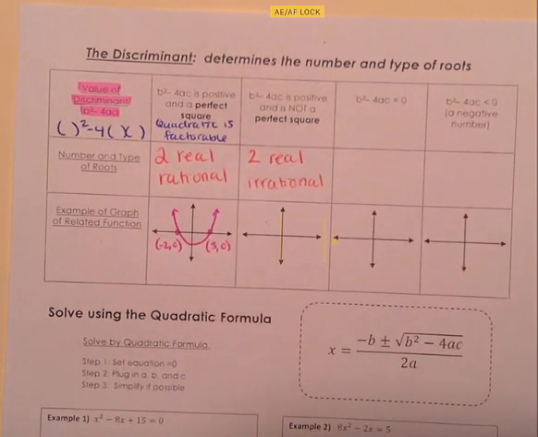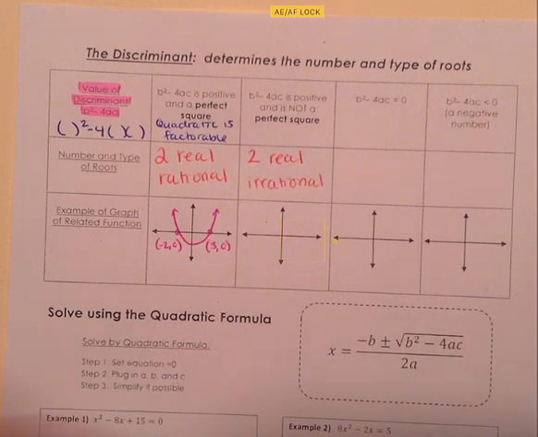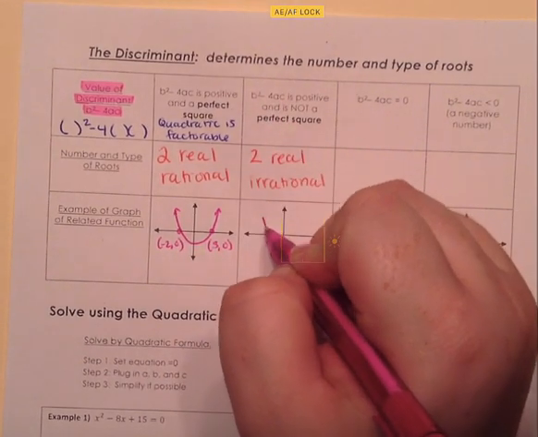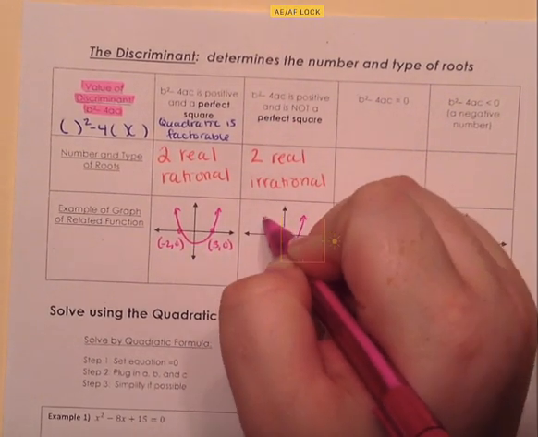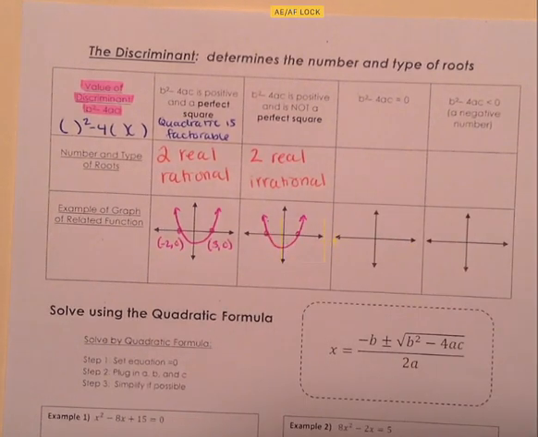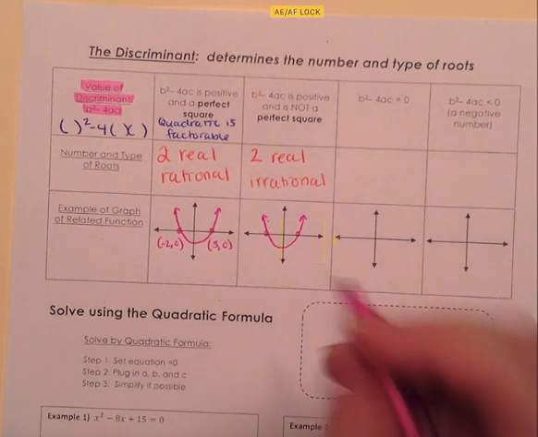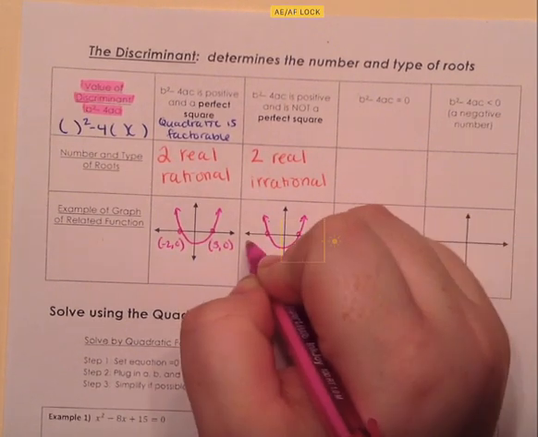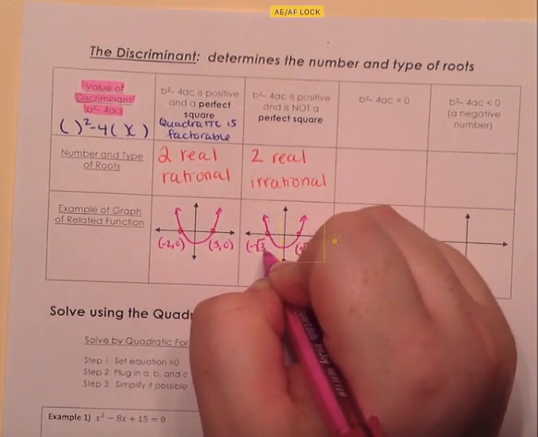2 real irrational. Because you cannot take the square root of 3 and get a nice clean answer from it. So that means that it will still cross the x-axis twice, but your solutions will not be able to be written as fractions. So you might have a positive square root of 3 and a negative square root of 3.